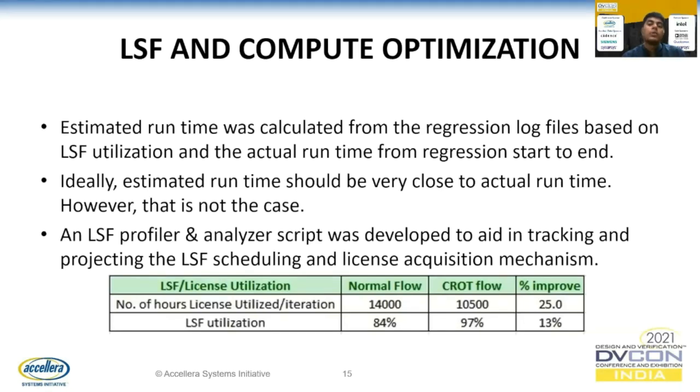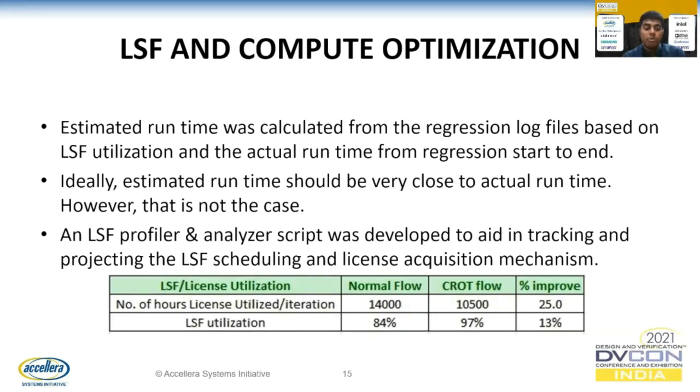The next feature of the toolkit is the LSF optimization. Generally, there are two runtimes. One is the estimation time, which can be calculated from the regression logs based on the LSF utilization, and the other is the actual runtime obtained from the regression based on the start time and the end time. Ideally, these two should be very close to each other. However, various factors involved in LSF job scheduling and the license acquisition mechanism result in variation of the actual time.